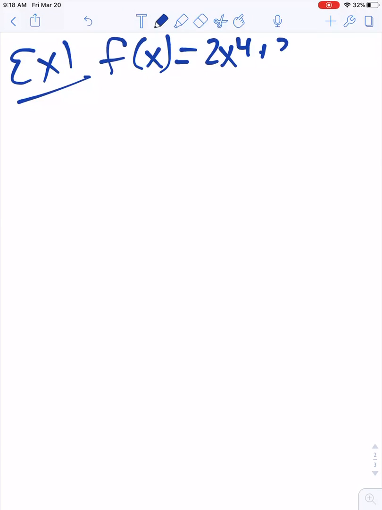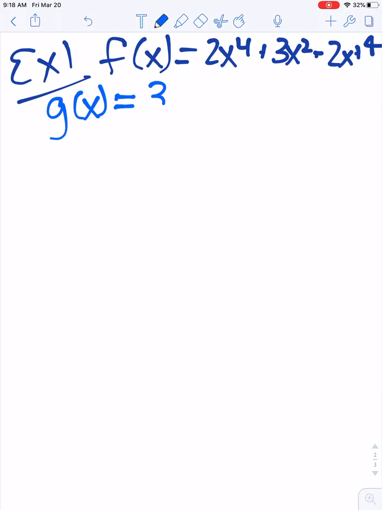So I'm going to go ahead and go through a couple examples. All right, so let's say we have two functions. We have one function f, that's 2x to the fourth plus 3x squared minus 2x, and then plus 4. And maybe our other function is some g of x, which is 3x to the fifth minus 6x to the fourth plus 2x plus 4.